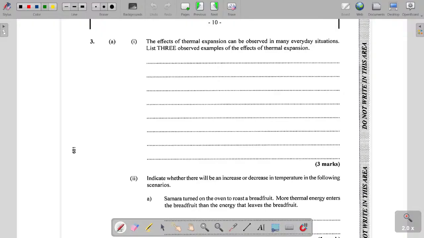So would somebody like to give me one of these? So just give me one observed example of thermal expansion. So I know you must have studied this. So I'm just looking in the chat now to see who will get a 1 or 2 or a 3 mark from this question. What are some everyday examples or observed examples of thermal expansion? You can put your answer in the chat.